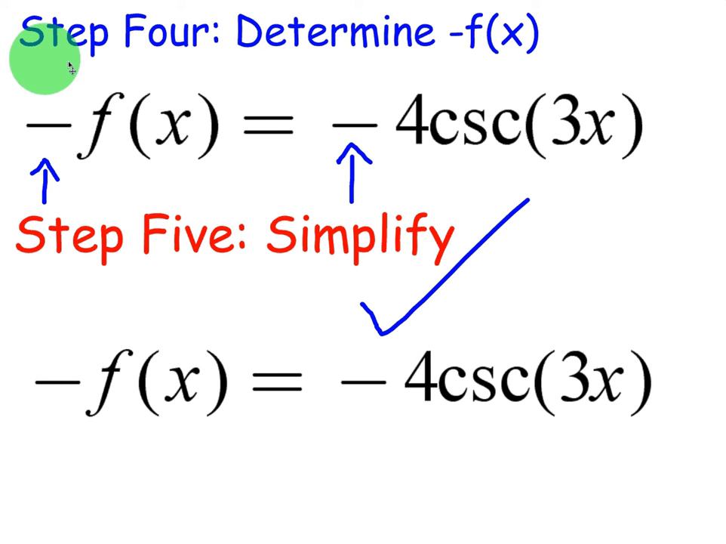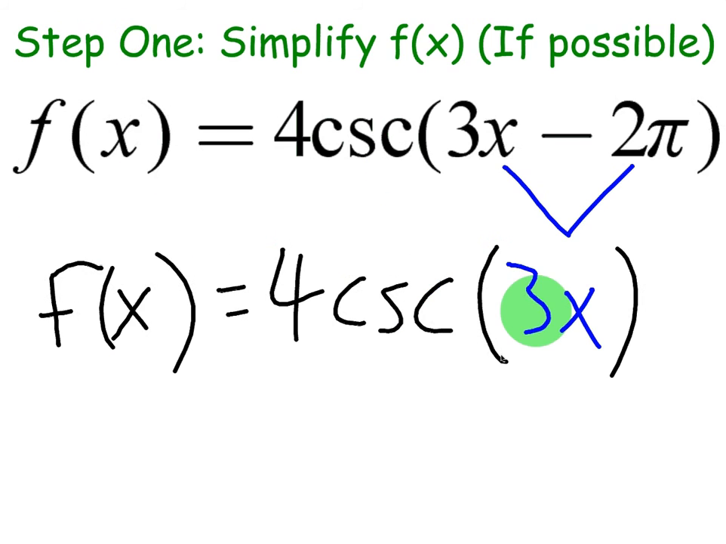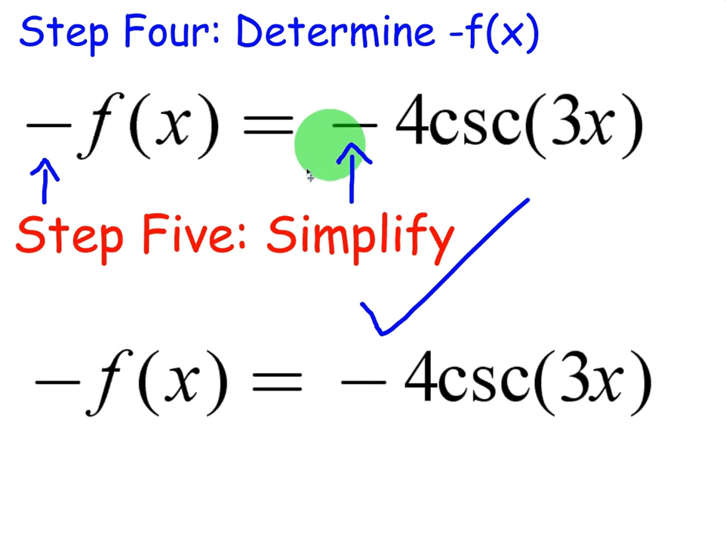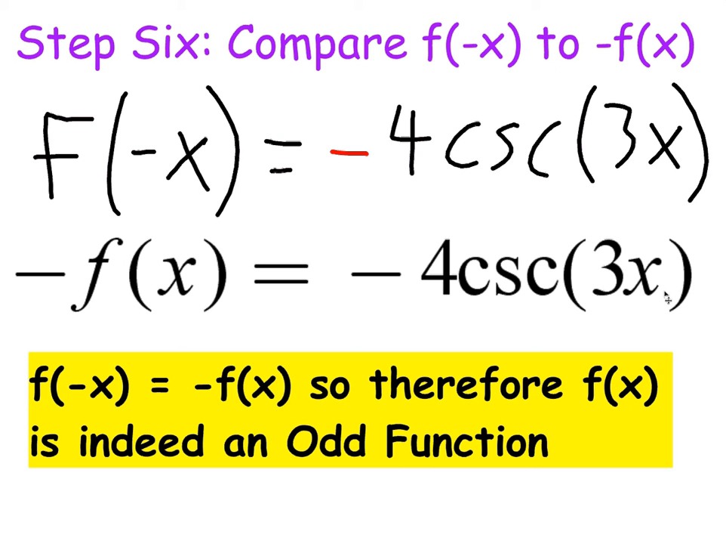Step 4, as I said before, is to determine negative f of x, so just put a negative in front of the function itself. Again, we're working with the simplified version, so we're just going to put a negative out in front of both of these. And really, as step 5, you want to simplify that if you can, but there's nothing to simplify, so we've just shown that negative f of x is equal to negative 4 cosecant of 3x.